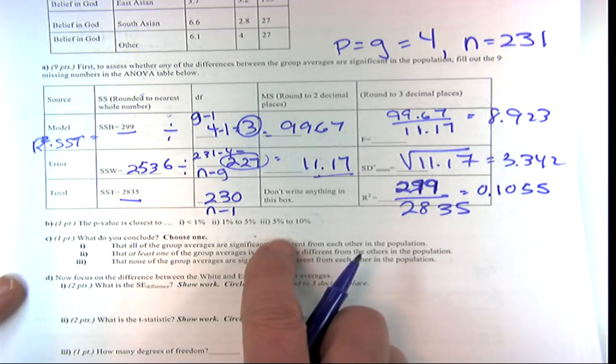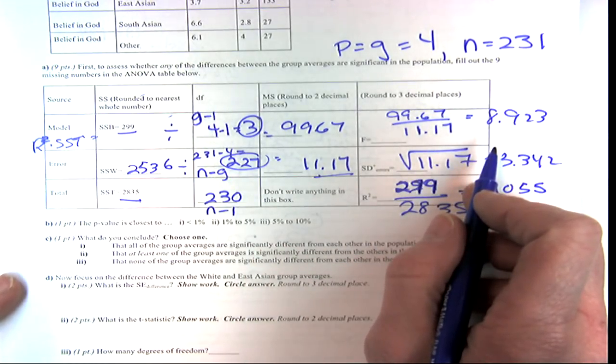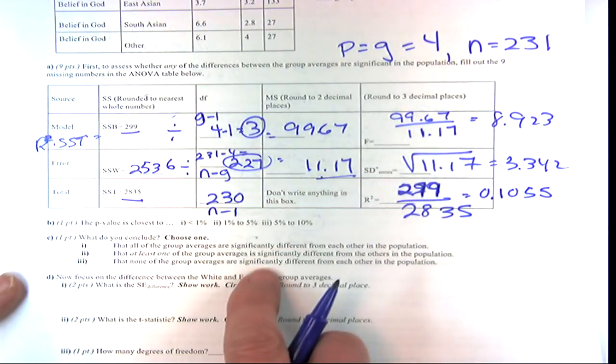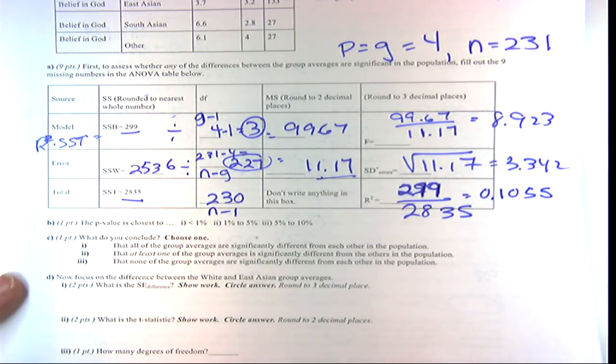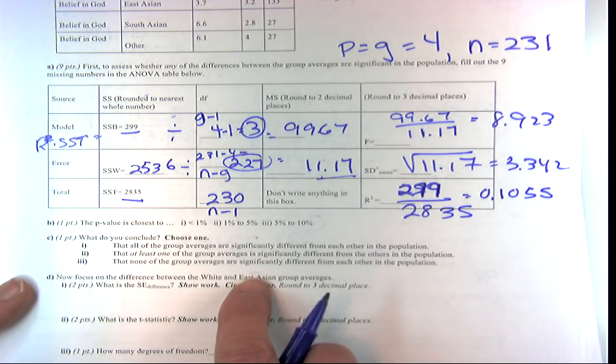Okay, so now what are we going to do? We have to look at this F and with the degrees of freedom. Do you know how to do it now? Do you want me to go? Because I want to get to others. Tell me, do you need to see this? I think you're good there.